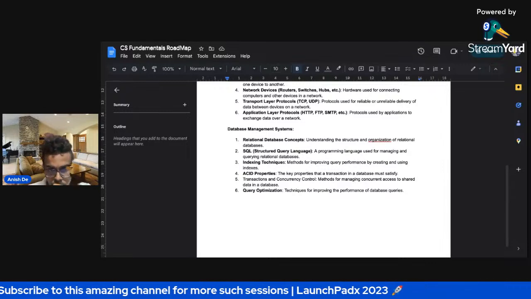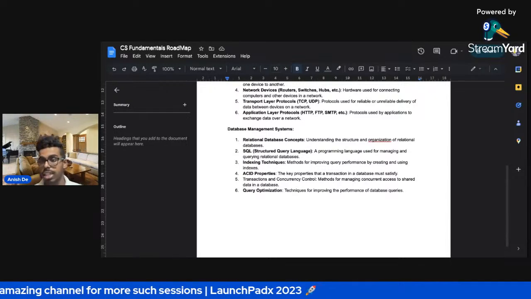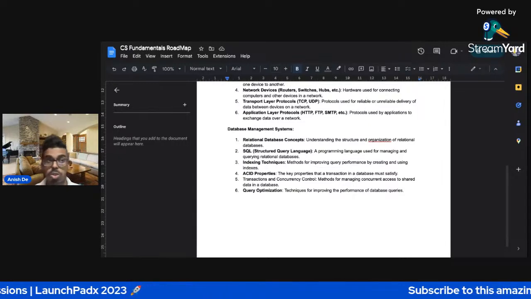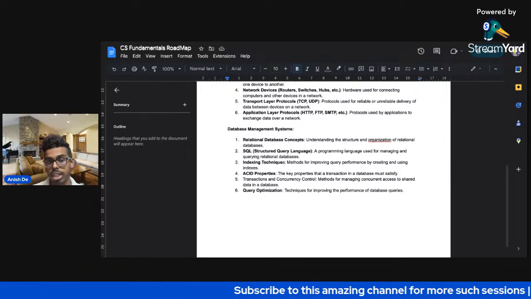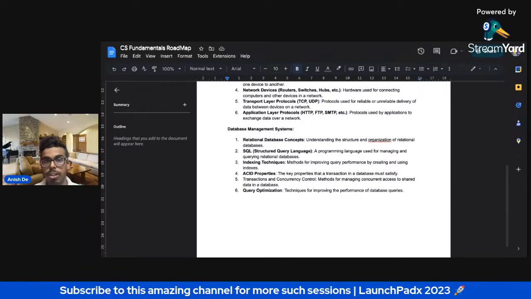Okay, so read about indexing, like how you can optimize your queries using indexing, where indexing is used, how indexing is used, and be prepared with all the indexing concepts and all the indexing techniques. Okay, next is ACID properties.